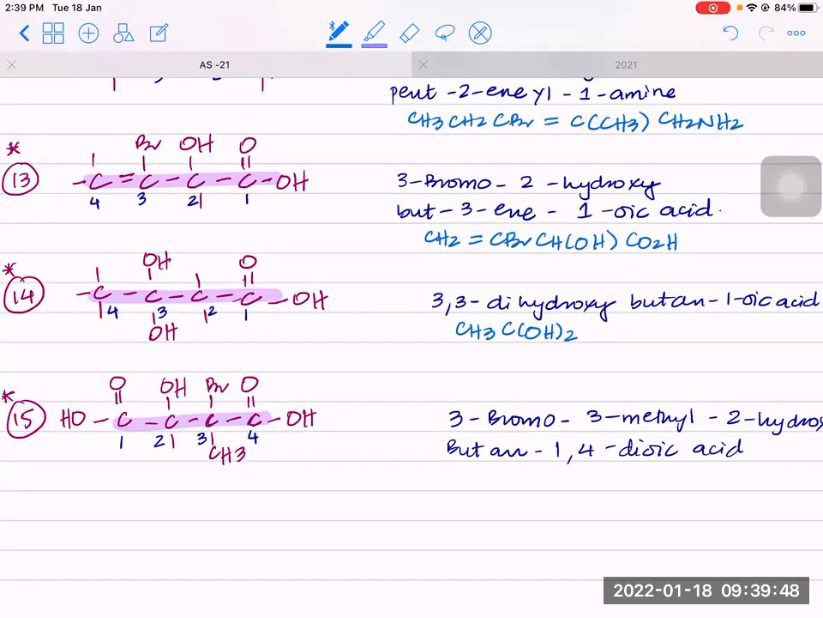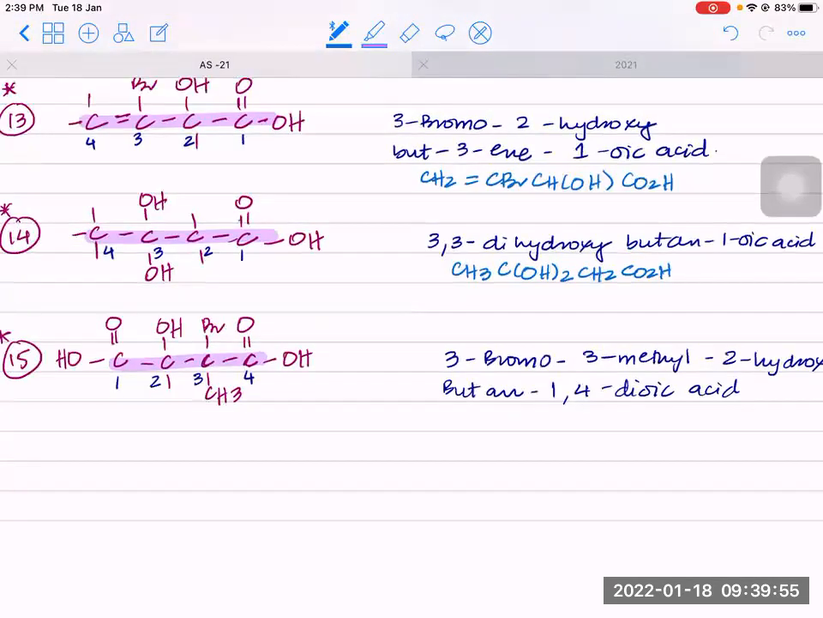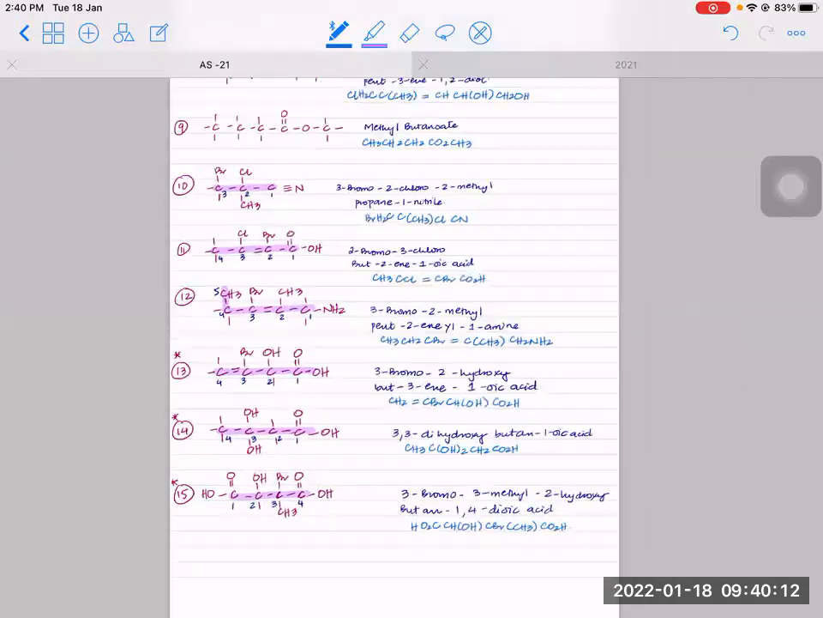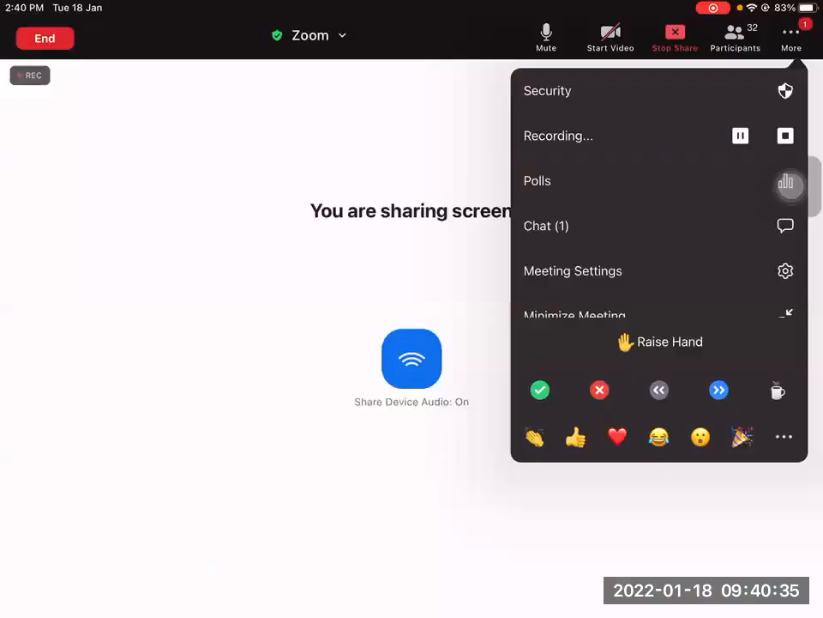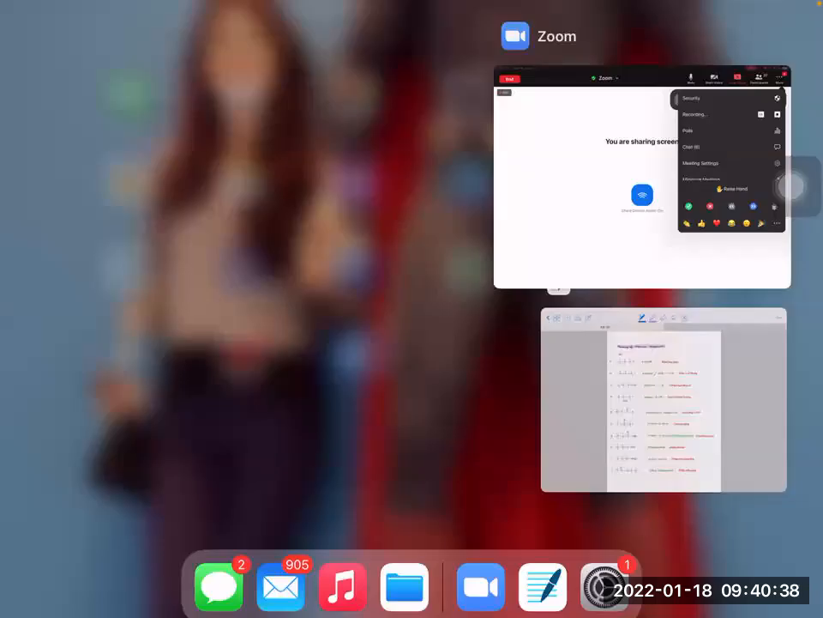So OH twice, then you have CH2, and then you have CO2H. Then you have 15, which is CO2H, then you have CH bracket OH, then you have CBr bracket CH3, and then you have CO2H. Clear? So this is what we have. These are the structural formulas. Now let's see skeletal formulae.